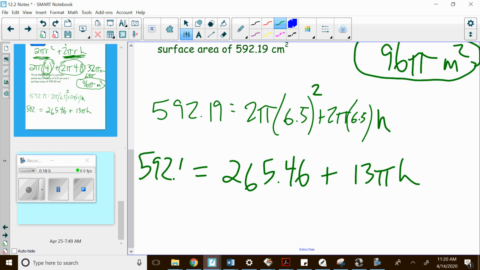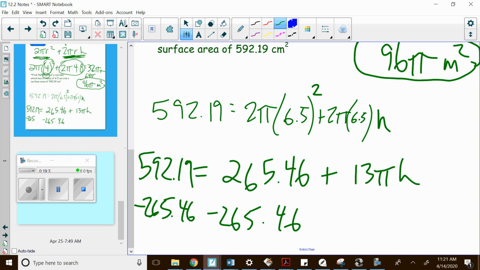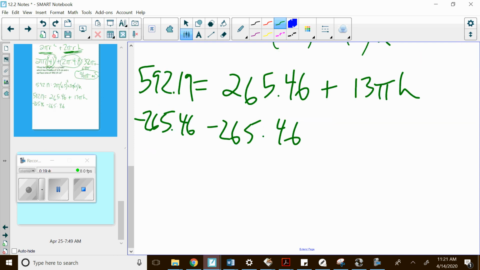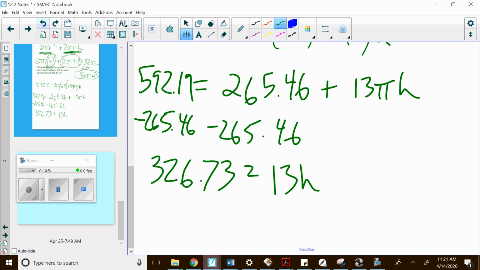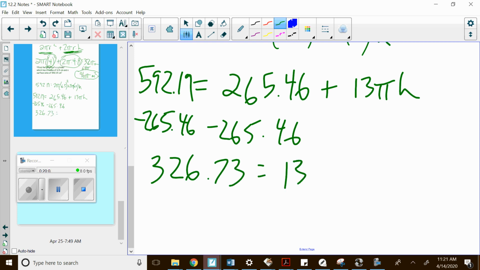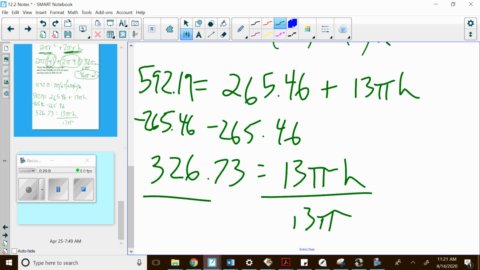All I'm doing right now is just solving for h. So I'm going to subtract the 265.46 from each side. 592.19 minus 265.46 is equal to 326.73. Okay, it's equal to 13 times pi times h. So 326.73 equals 13 times pi times h. And then lastly, I'm going to divide by 13 pi.